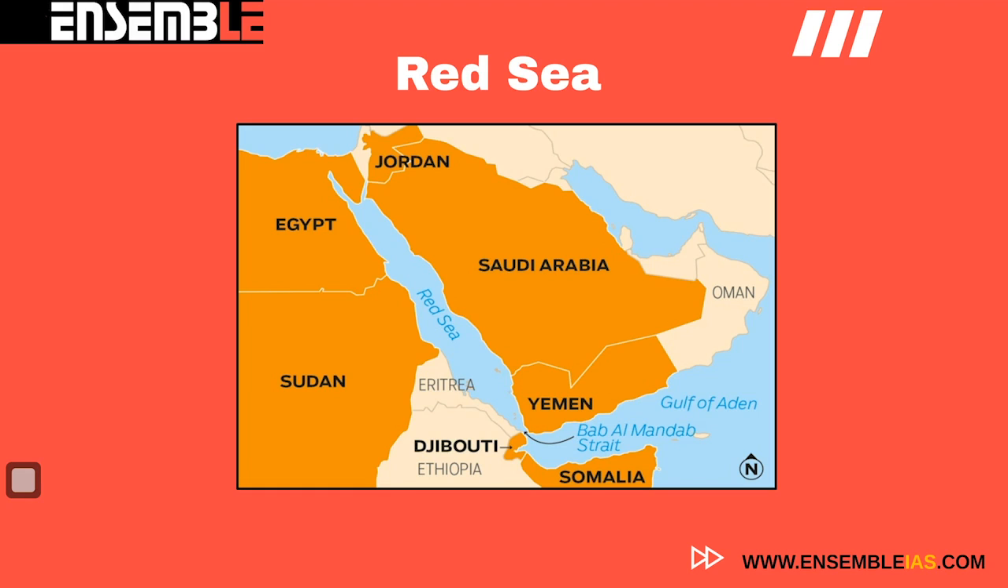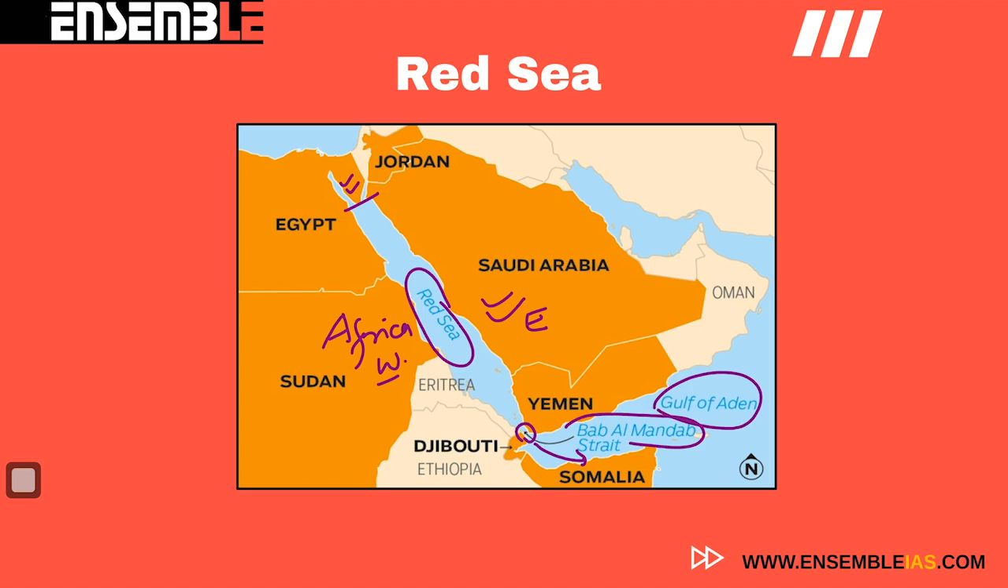Let's go through this topic and we will find the answers to all the questions above. To start with, first have the location of the Red Sea on the map. This is the Red Sea, which is bounded by the Arab Peninsula on the east side and Africa on the west side. In the north, this is the Sinai Peninsula, and in the south, it is connected to the Indian Ocean through the Strait of Bab al-Mandab or Gulf of Aden both.